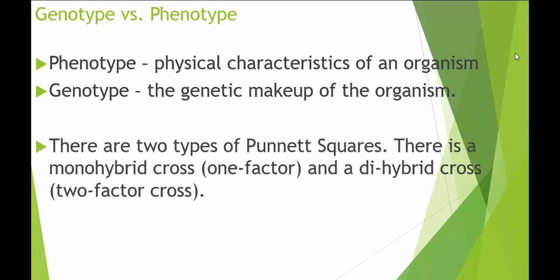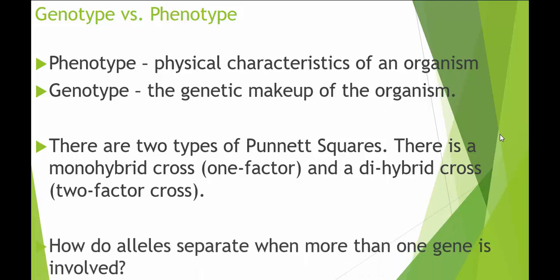Now, there are two types of Punnett squares. There's a monohybrid cross, mono meaning one, and you're just crossing one factor, like we did in the previous illustration. We saw that we were crossing a tall plant with another tall plant. We were only crossing for height there. We also have what's called a dihybrid cross, also known as a super Punnett square, and that's crossing more than one factor. So how do alleles separate when more than one gene is involved? That's what we're going to talk about now.